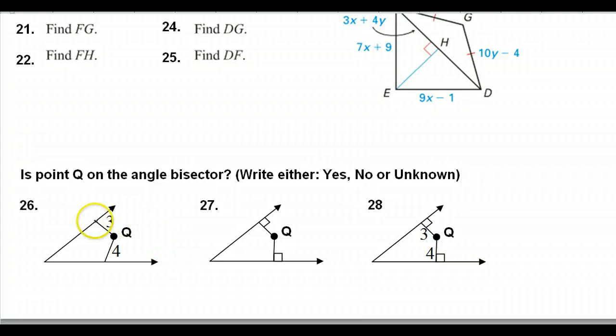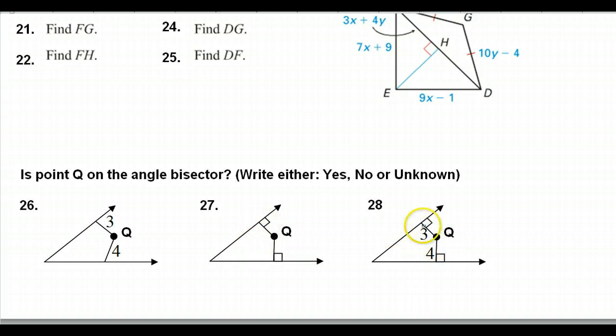Let's do these last few problems, number 26 through 28. In order to be able to know whether point Q is on the angle bisector, the first thing you need to look for is 90-degree angles. If these distances are not perpendicular, they tell us nothing.